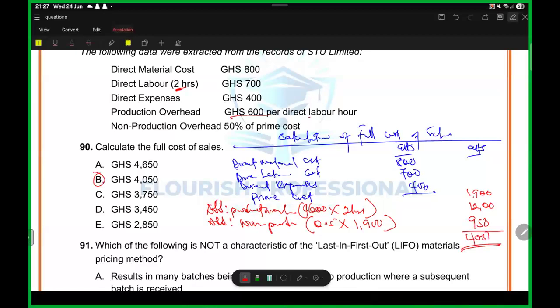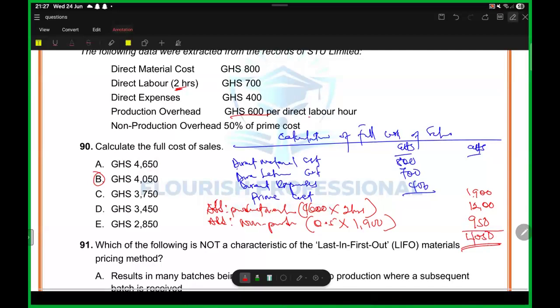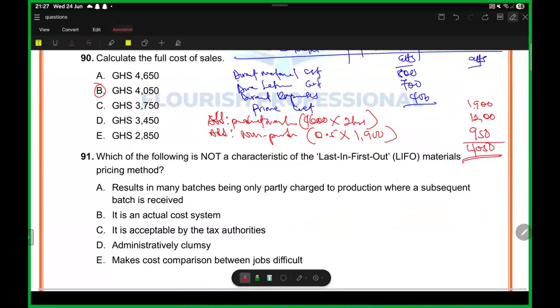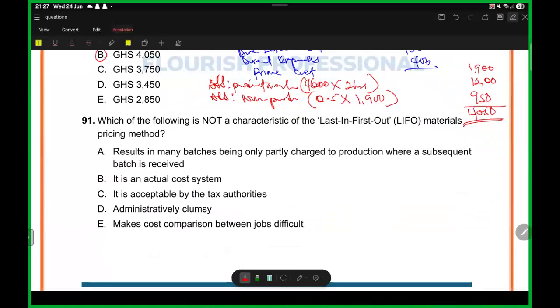Yeah. So we are done. Very simple. Okay. 90. Which of the following is not a characteristic of the LIFO material pricing method? It results in many batches being only partly charged to production where a subsequent batch is received. And that is true. All of them are true, but only one is false.